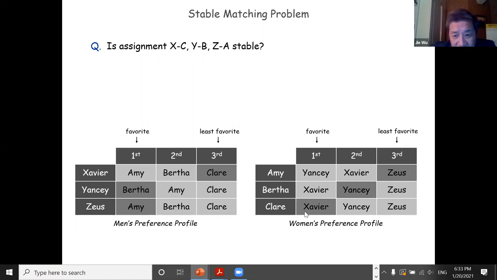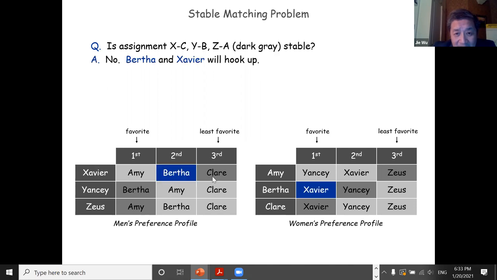Claire is matched with Xavier, right? So this really means that Xavier is Claire's last choice. But in reality, it's not stable. Why is it not stable? We look at the blue color. Xavier is married with Claire. But in Xavier's mind, Barca ranks higher than Claire, right? So he prefers Barca over Claire.